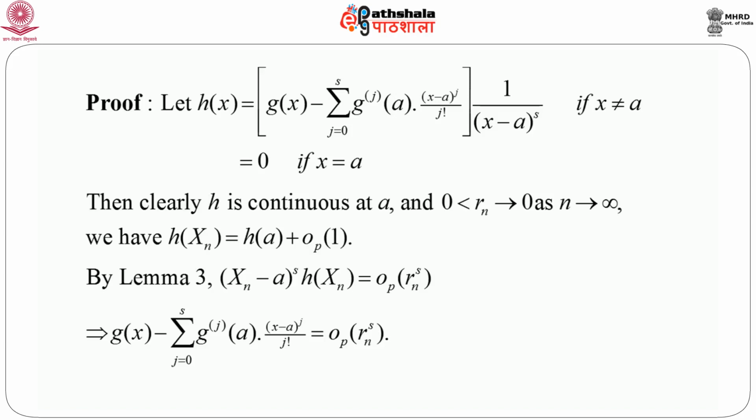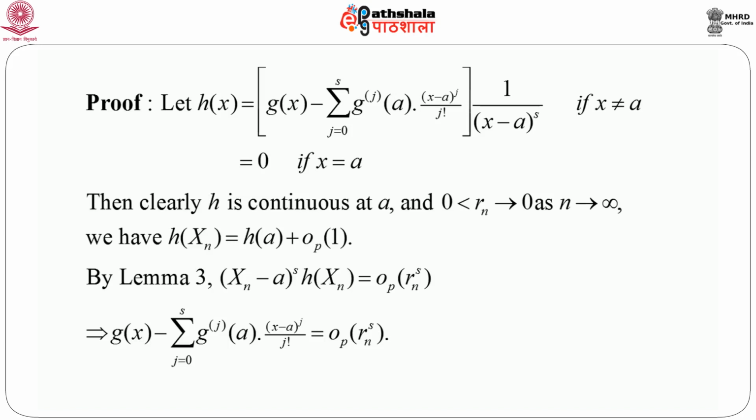Hence by Lemma 3 we know that (Xn minus a) to the power s into h(Xn) equals small o_p(Rn to the power s), which implies, because if we multiply both sides of the h function by (Xn minus a) to the power s, we will immediately get g(x) minus summation j equals 0 to s g^(j)(a), that is the jth derivative of g at a, into (x minus a) to the power j by j factorial equals small o_p(Rn to the power s), which actually proves the Taylor's expansion.